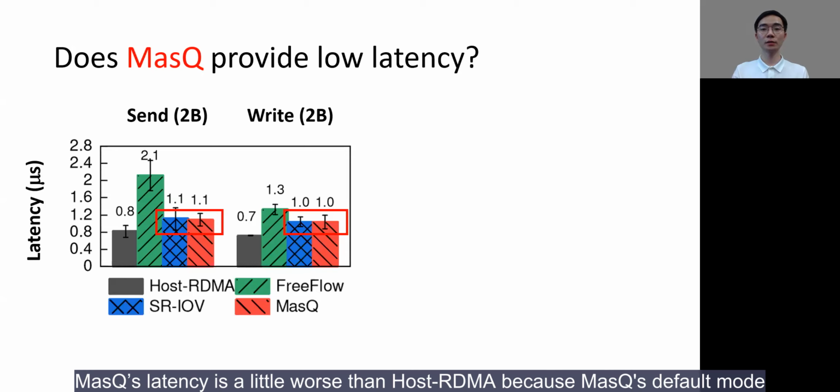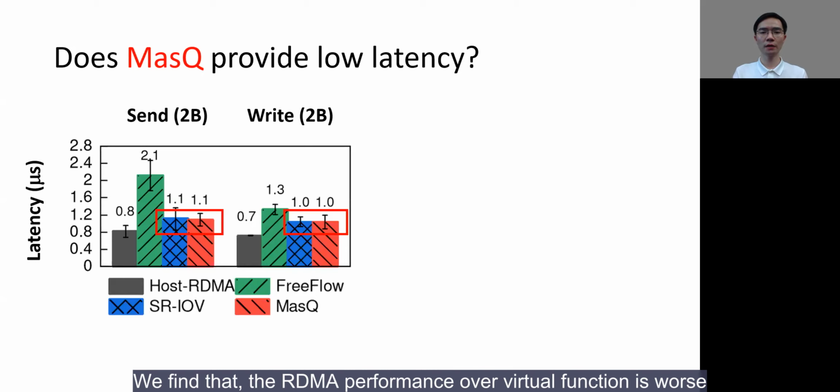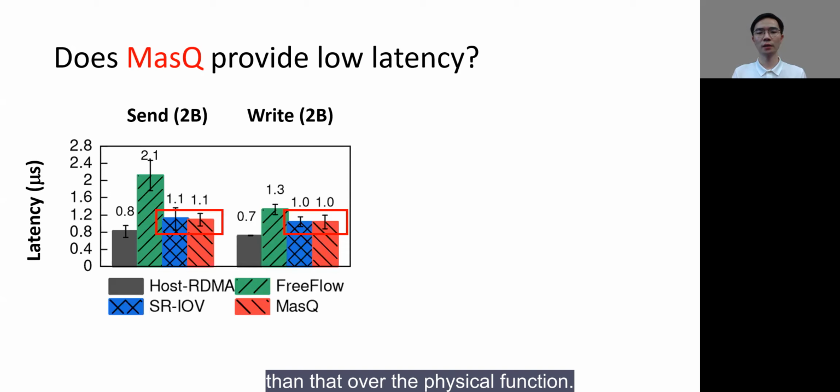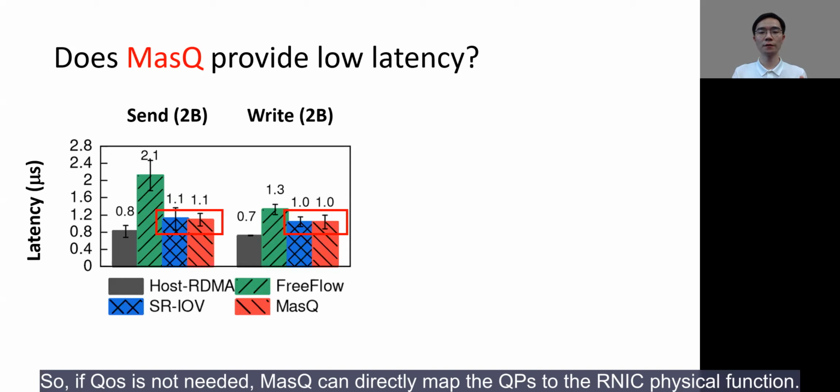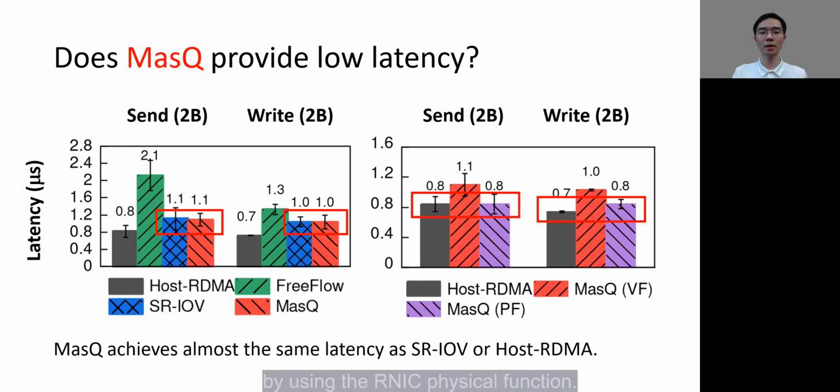MasQ's latency is a little worse than host RDMA because MasQ's default mode will use the RNIC virtual function to enforce QoS. We find that the RDMA performance over virtual function is worse than that over the physical function. So if QoS is not needed, MasQ can directly map the QPs to the RNIC physical function. Our experiments show that MasQ can achieve almost the same latency as host RDMA by using the RNIC physical function.